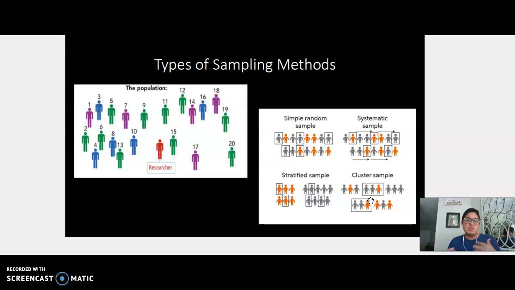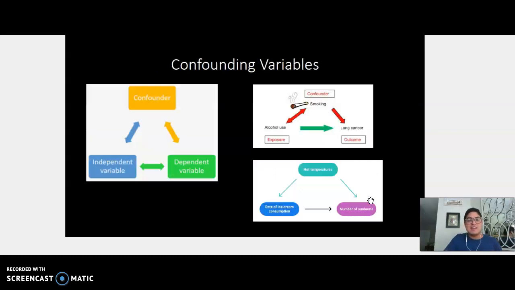But again, the issues with SRS, systematic, and cluster is that there might be some high variability, or there might be some unknown pattern that we pick up, whereas in a stratified, we're typically more representative. And then the next thing is this idea of confounding variables. Our explanatory variable, the independent variable, the who, we're trying to show that relationship with the response variable or the dependent variable, but here's this unknown confounding variable that has some relationship with the explanatory and has some influence on the response. So here's 2 examples here.